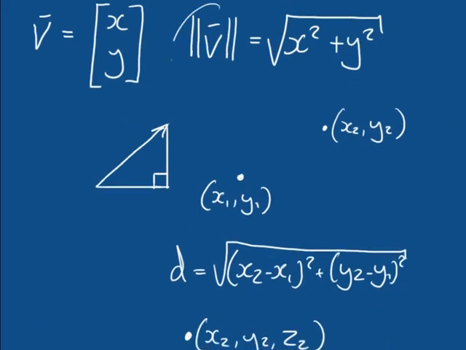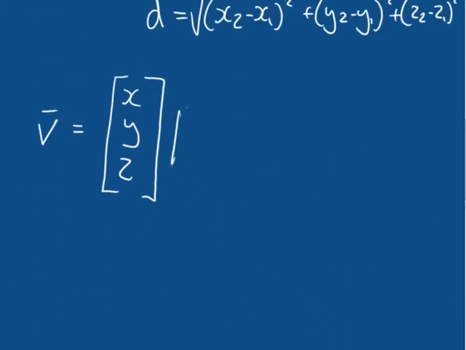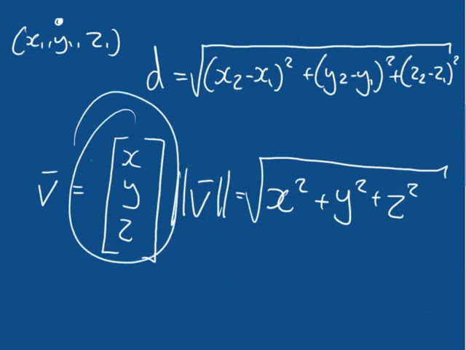So we can find the magnitude of a 3D vector very simply. The magnitude of v is the square root of how far have we travelled in x squared, plus how far have we travelled in y squared, plus how far have we travelled in z squared. So the magnitude of our 3D vector is the square root of how far have we travelled in x squared plus how far have we travelled in y squared plus how far have we travelled in z squared.